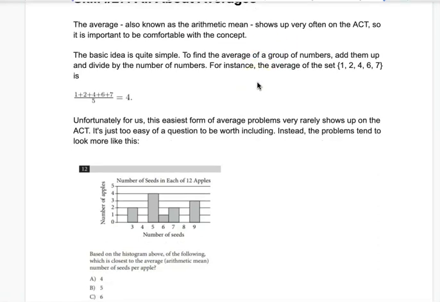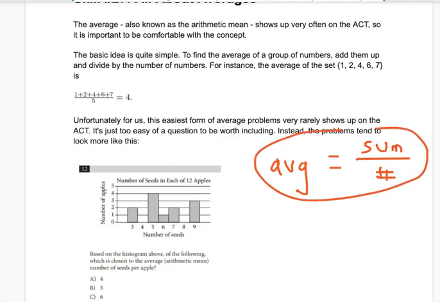The basic idea of an average is simple, okay? And I'm going to write down this super important formula. The average, we'll just say AVG, is equal to the sum of a bunch of numbers divided by the number of things, okay? Or the number of numbers or whatever it is. This is the most important formula, and whenever you see an average problem on the ACT, you should write down this formula because you're going to need all three parts, okay?